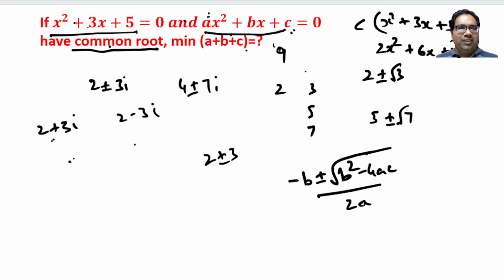Right. So because the roots are complex, this has to be a multiple of this. If the roots are not complex, then we cannot say that. If the roots are rational, then we cannot say that this is a multiple of this one. When the roots are irrational, then also we can say this is a multiple of this one. So when roots are irrational or complex, we can say this is a multiple. In this case, the roots are complex. That's why this has to be a multiple, and the minimum multiple is 1. That's why the minimum value of a plus b plus c is 9. Right, guys?